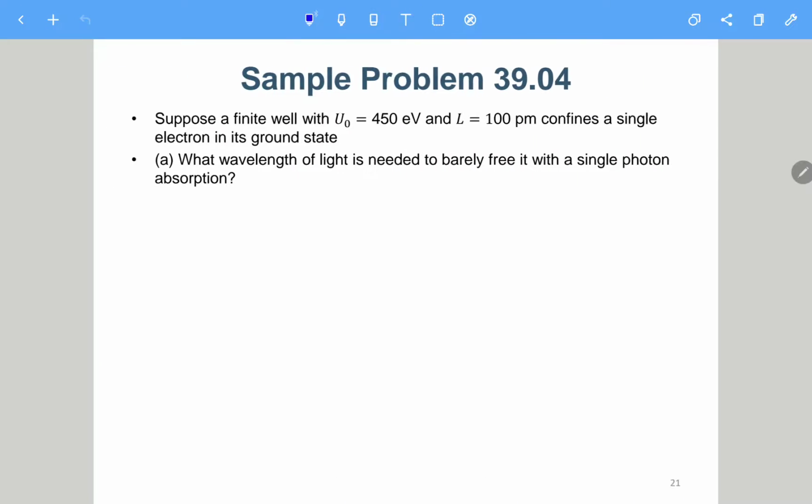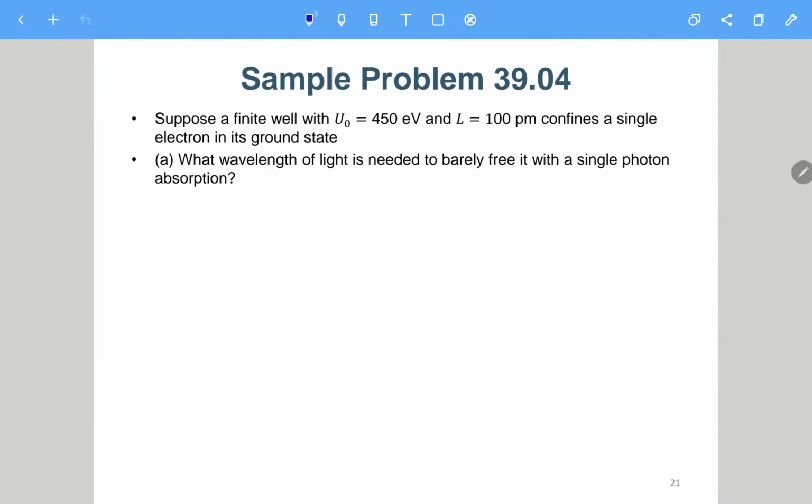Okay. Maybe let me finish off this sample problem. So this is easy. Suppose a finite well U0, which is actually the same case as before. What wavelength of the light is needed to barely free it with a single photon? Absorption.